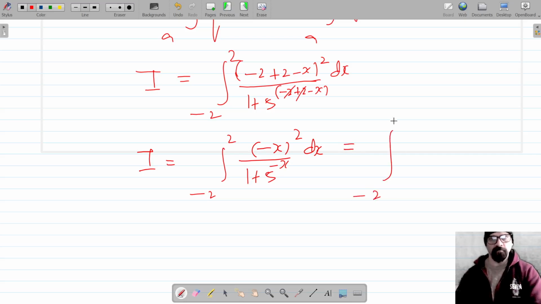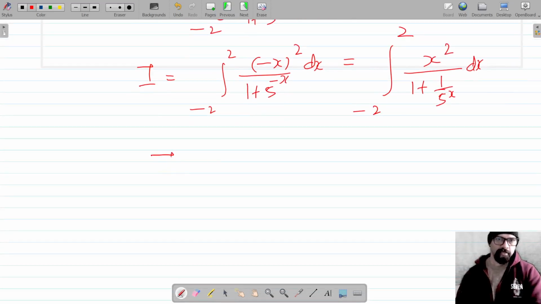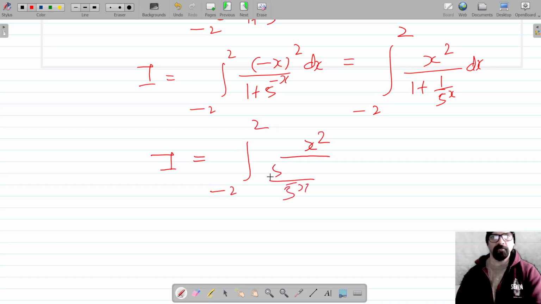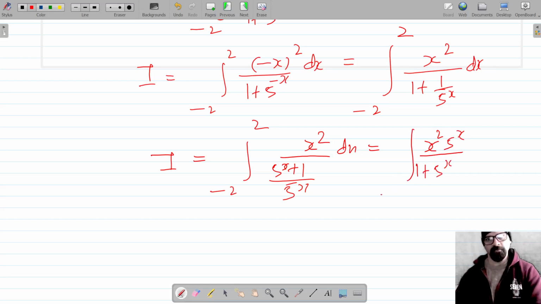Which is equal to the integral from negative 2 to 2 of x squared upon 1 plus 1 upon 5 raised to x, dx. So I is finally, taking the LCM 5 raised to x, x squared into 5 raised to x upon 5 raised to x plus 1, dx. Let this be equation 2.